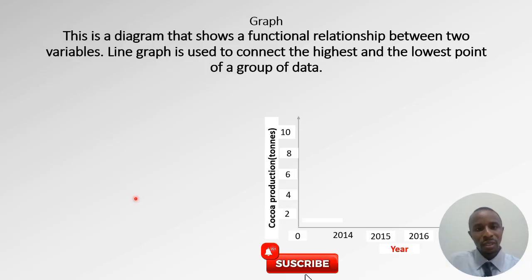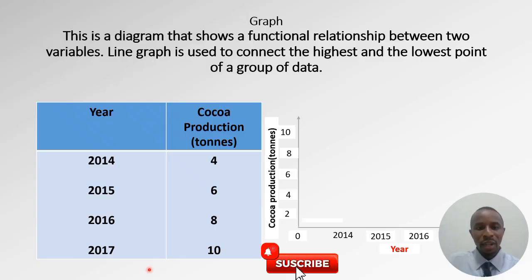Another tool is graph. A graph is a diagram that shows a functional relationship between two variables. And our focus today will be on line graph. Now, when I convert the information I have in a table into a diagram, then it becomes a graph. From this table, we have the quantity of cocoa production from year 2014 to year 2017. Now I have on y-axis cocoa production in brackets, tons, that's the unit of measurement. I have year on x-axis.